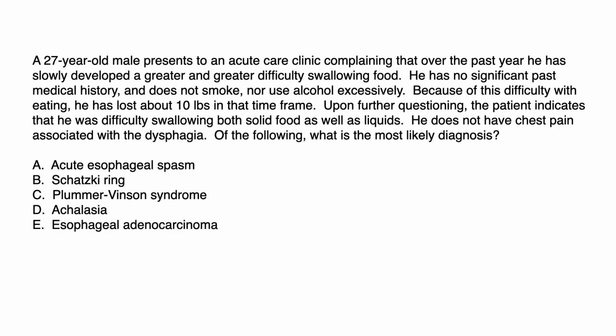So acute esophageal spasm would be solid and liquid, but it's intermittent. So it's not that one because he's having this, it's not intermittent. Schatzki's ring is solid. Plummer-Vinson syndrome is esophageal webs, the ledge, so that's solid. Achalasia is solid and liquid, and esophageal adenocarcinoma is usually solid. So of the choices up there, the best one is achalasia.